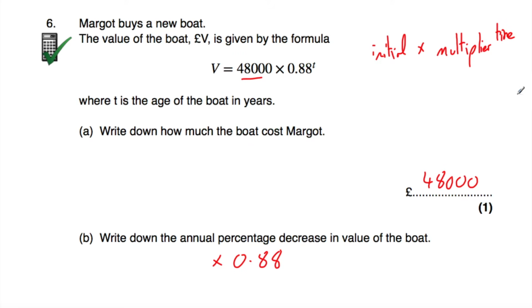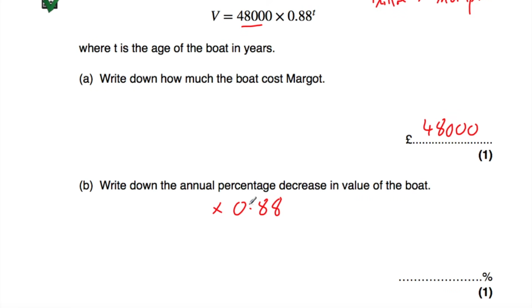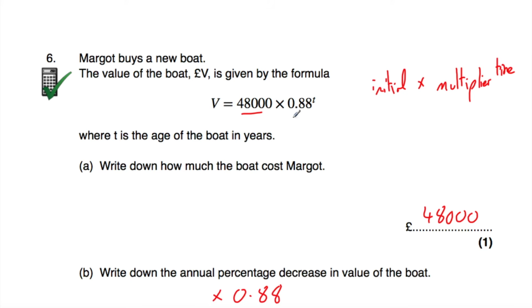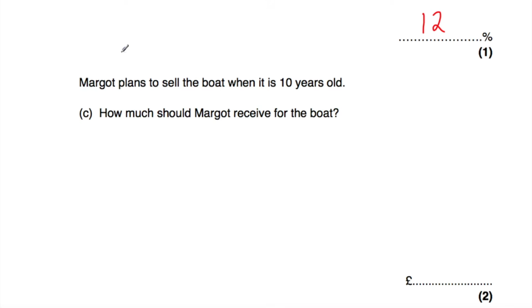Now if you multiply something by 0.88, you're decreasing it by 12%. Whenever you multiply by 0.88, you're finding 88% of the original value. So it's going to be decreasing by 12%. So the annual percentage decrease in value of the boat is 12%. Every single year, the value of this boat is decreasing by 12%. Okay, and then let's carry on.